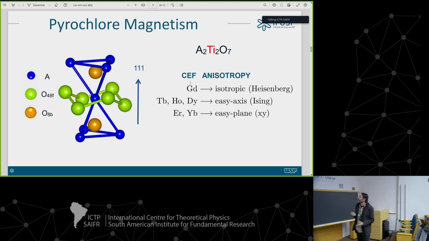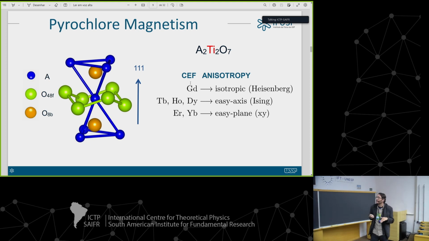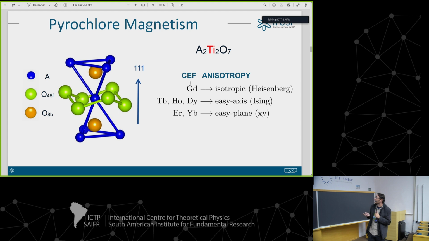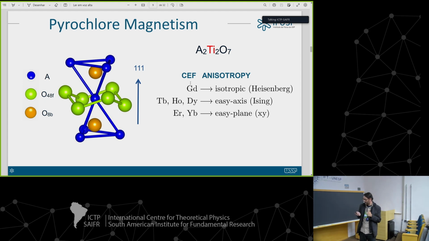So they behave like Ising spins. And in the case of erbium and ytterbium, we have a situation where the anisotropy is more XY type, right? There is also a component along the 1-1-1 direction, but mainly it's the XY local plane, which is perpendicular to the 1-1-1 direction. Okay, that's what happens for erbium and ytterbium.